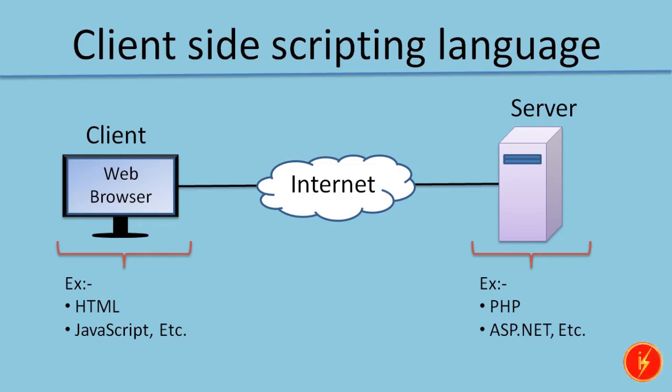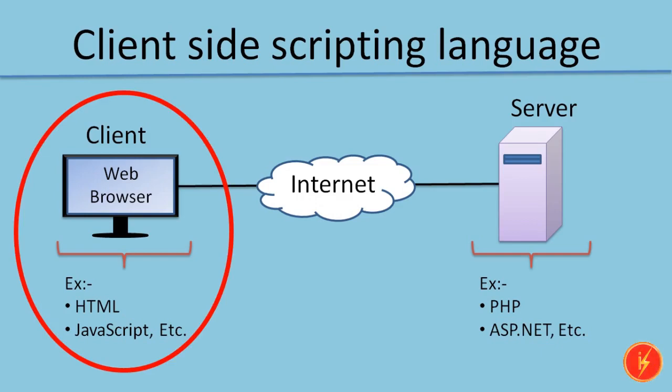Client-side scripting languages create the scripts that are run on the client side, or in your browser. These are sent from the server by server-side scripts. Examples of client-side scripting languages are HTML, JavaScript, etc. And examples of server-side scripting languages are PHP, ASP.NET, etc.